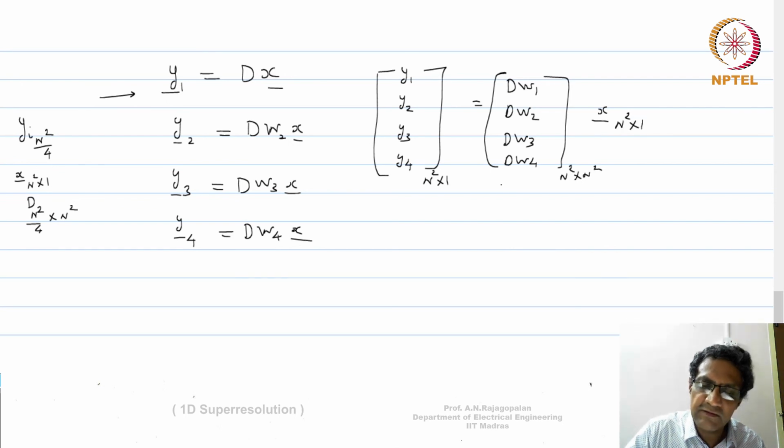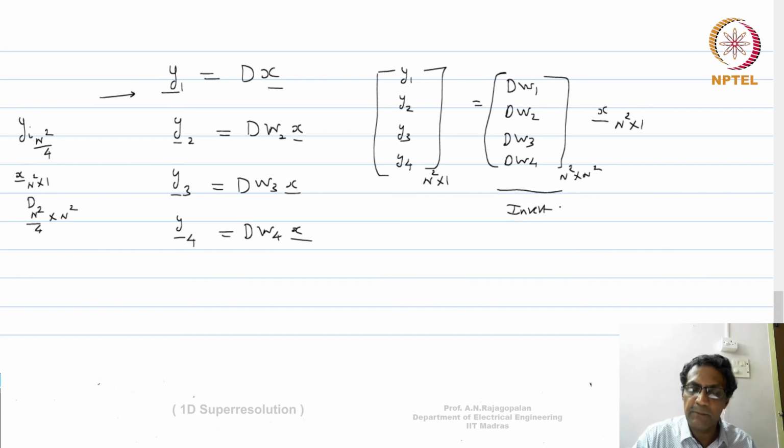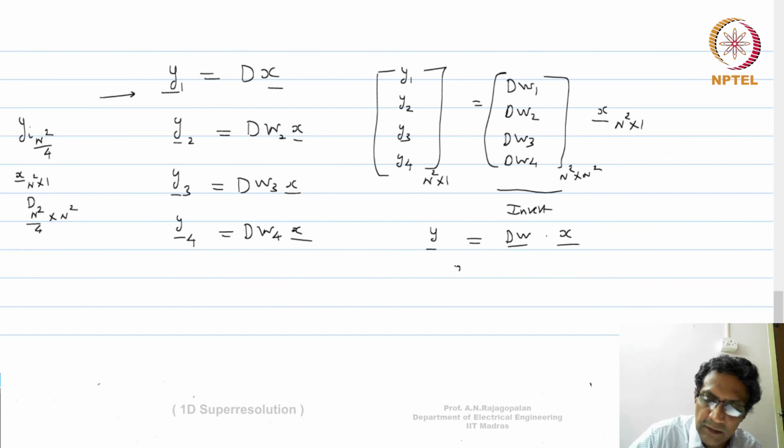And now you can actually invert this matrix, provided, of course, you don't have a pathological condition like the one that I mentioned, where LR1 and LR2 are exactly shifted versions of each other. Unless that happens, you will be able to invert this matrix. Suppose you call this y is equal to DW into x, then you can compute x as the inverse of DW times y, and that will be x.